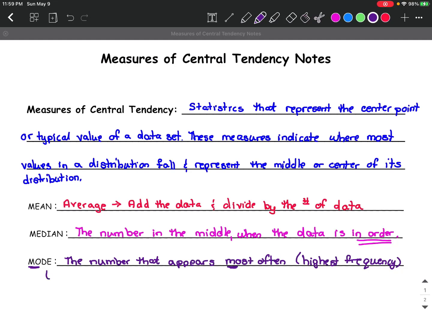Now the neat thing about the mode, now the mean and the median, there's only one answer. With the mode, you can have one mode. You can have no mode, or you can have more than one mode. So if you have 100 pieces of data and 2 of those numbers happen 5 times, both of those numbers would be considered your mode. But if you have a set of data and all the pieces of data occur the same number of times, then you have no mode whatsoever, okay?